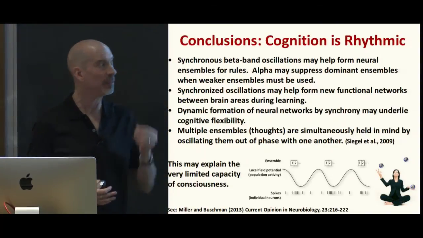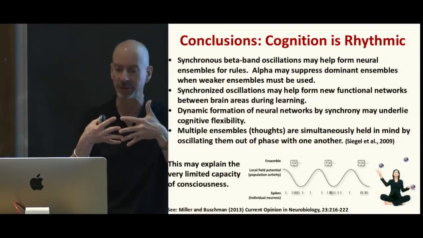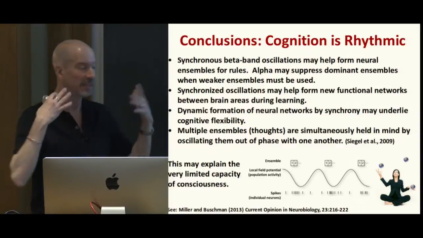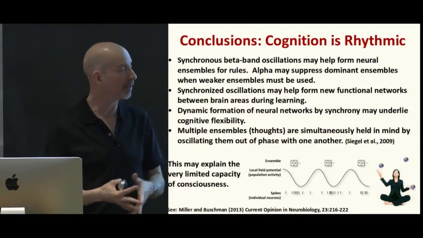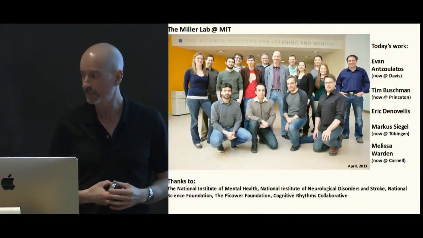So if the brain is using oscillations as this communication network to control which networks form, at least for high-level cognition and flexibility, well, it helps with the flexibility, but the downside is a very limited capacity for expressing thoughts.